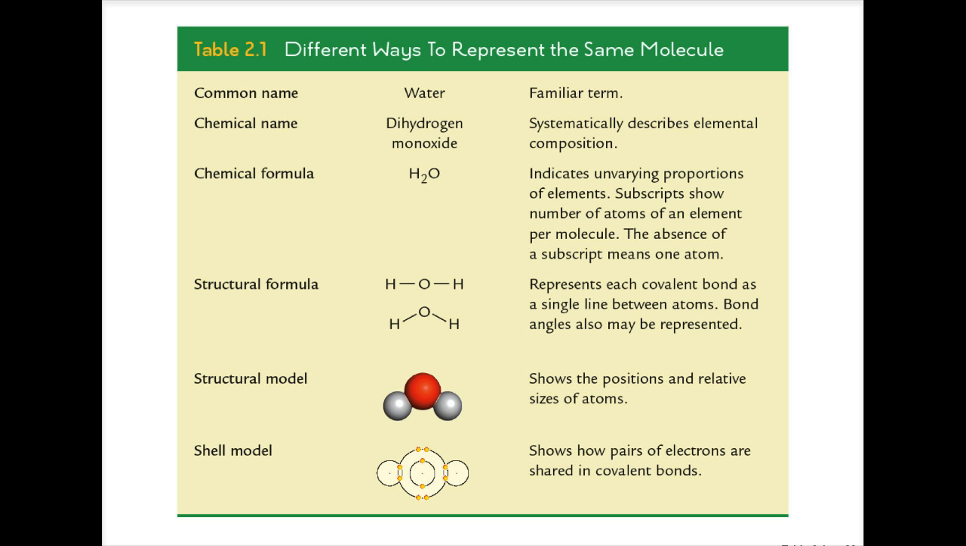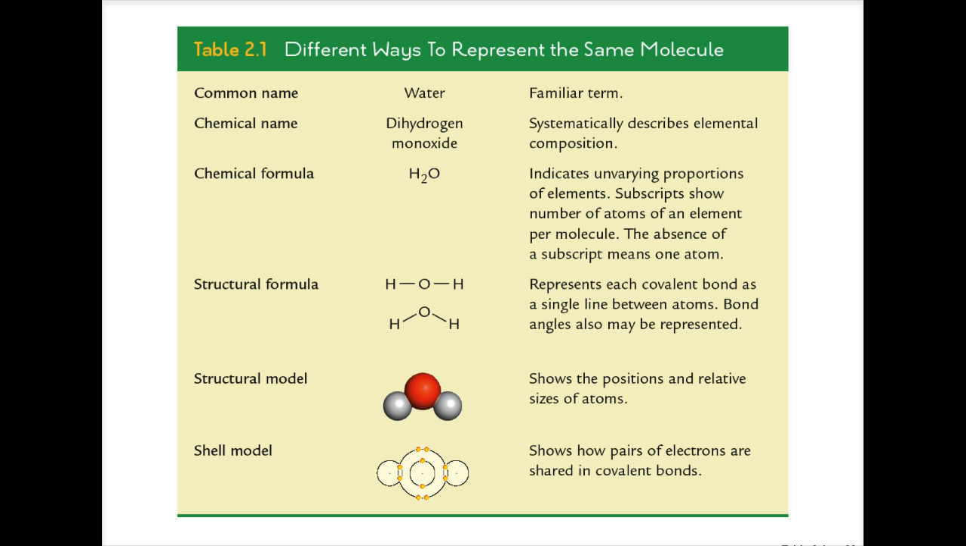You can represent with a structural formula, which you can see are the letters of the elements of the atoms, 1 O and 2 H's, with the lines being bonds or sharing of electrons between the oxygen and each hydrogen. Or you can represent by a structural model which tries to show the relative sizes and positions of the atoms. Since hydrogen only has 1 electron, it's represented to be smaller than oxygen.